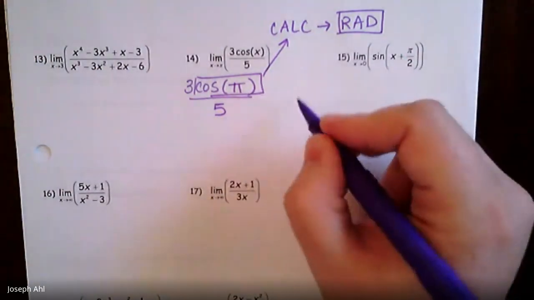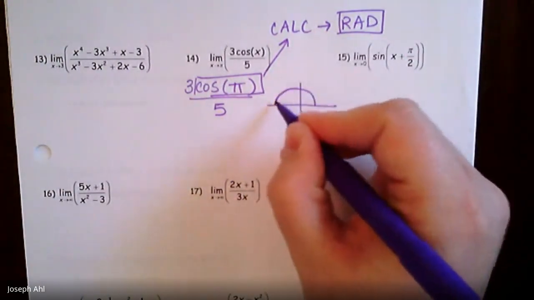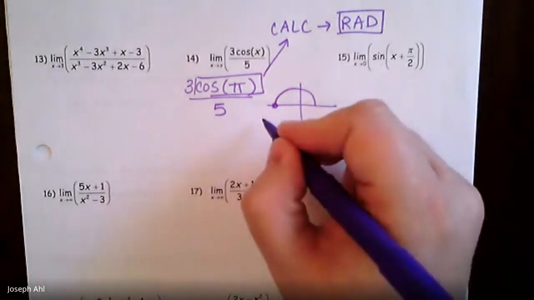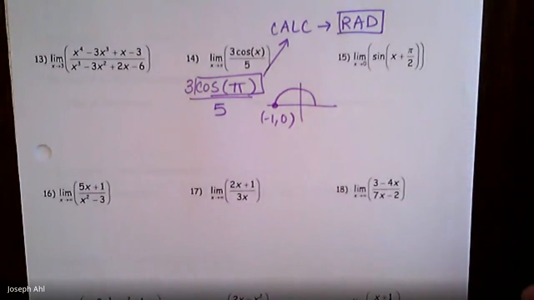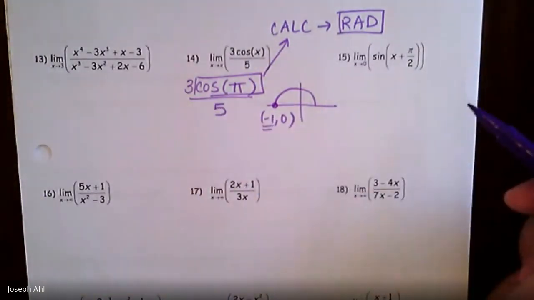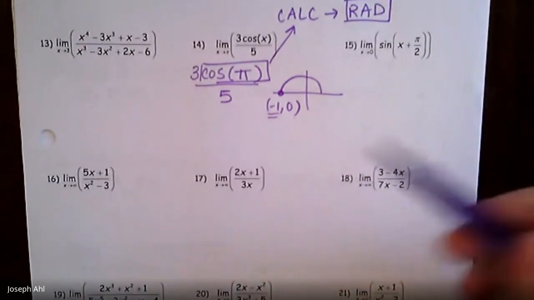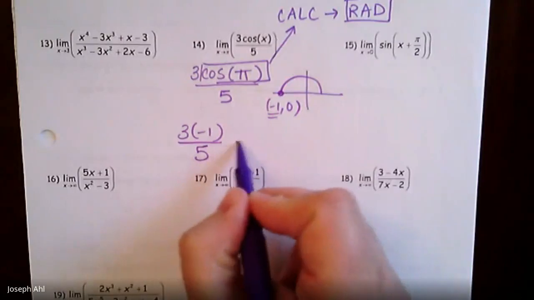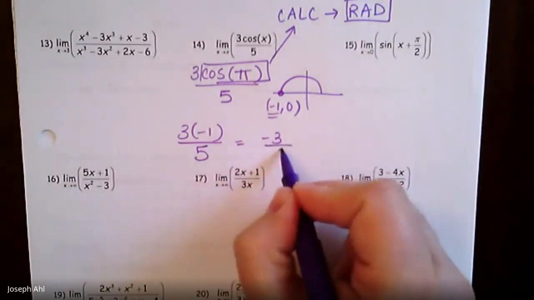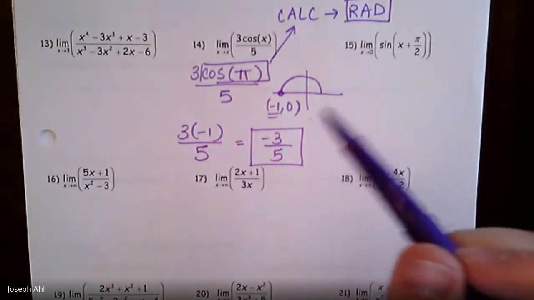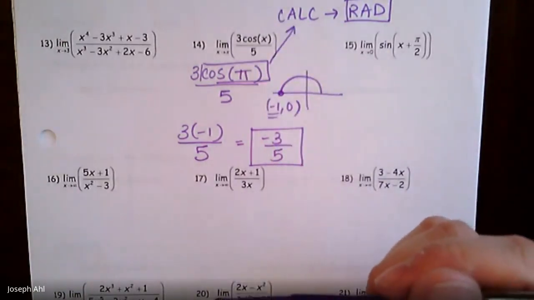Pi is a quadrantal angle. Okay, so pi would be, at this point on the unit circle, the coordinates at that point are -1, 0. And I know that cosine specifically goes with the x value there. So once I have all that established, I know that cosine of pi is just -1. So 3 times -1 over 5 should be -3/5.